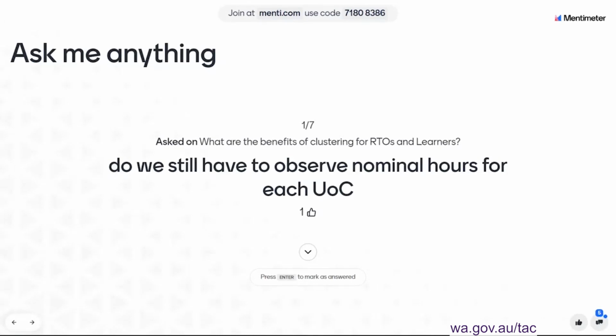This is a nice question. When we're talking about nominal hours, we're talking about what the government determines is available for you to do delivery and assessment. There will still be a guide, but typically what we find within RTOs is that you will manipulate those nominal hours to suit the client group anyway. That is what our regulatory standard requires you to do. So you would still use them as a guide, but you've got to adjust to meet your client group.